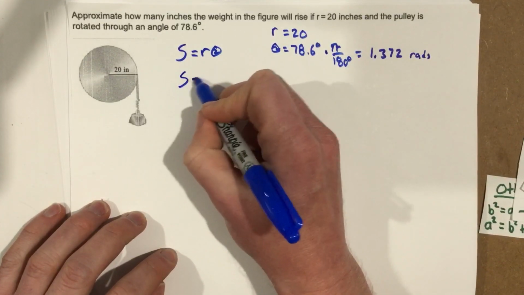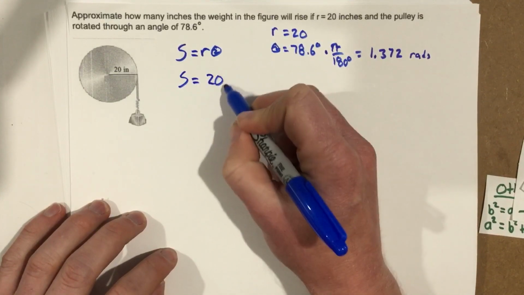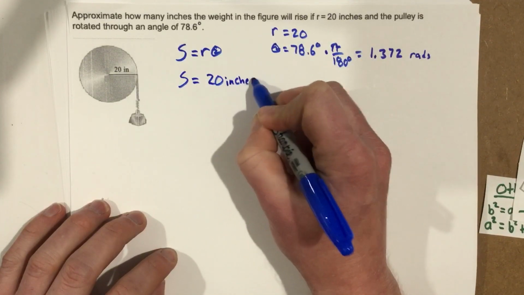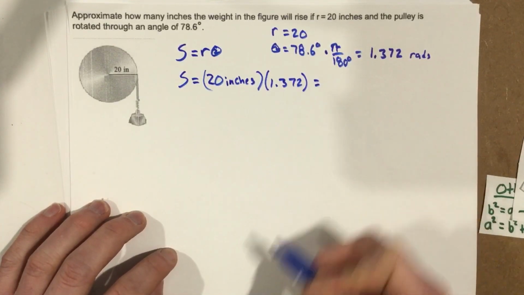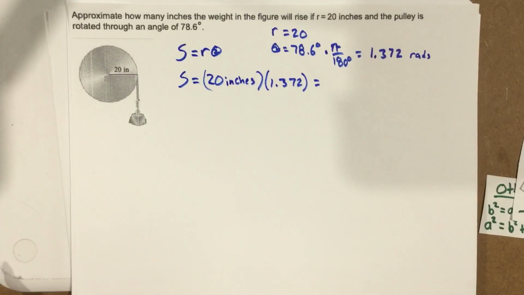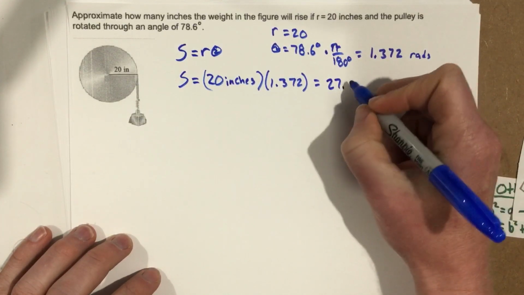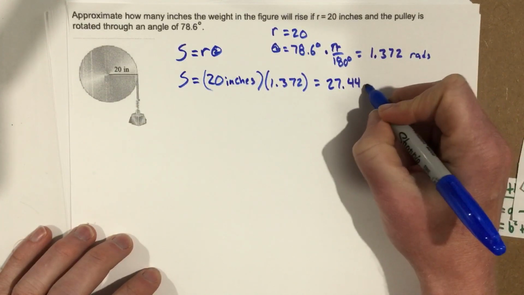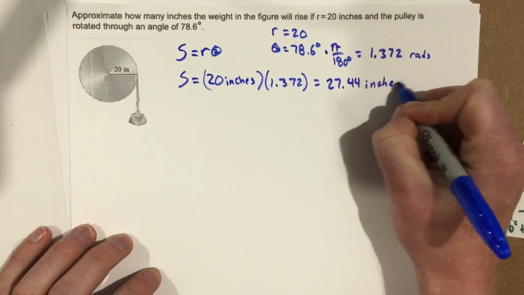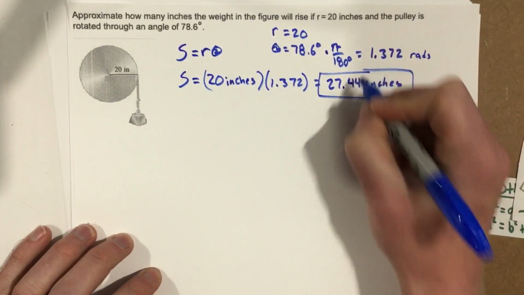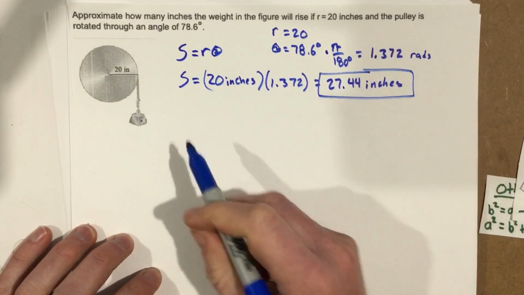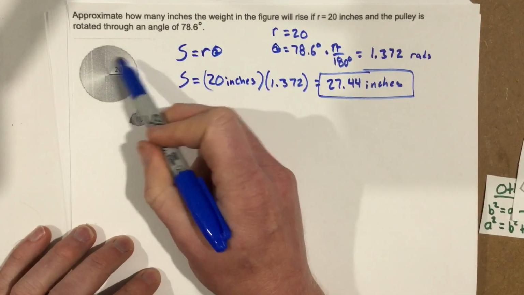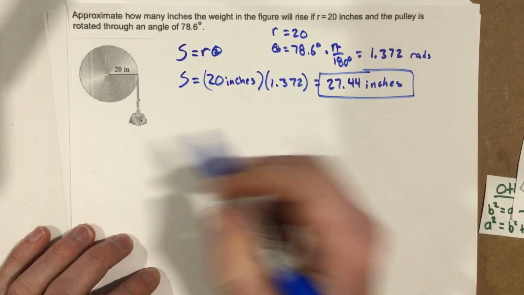So now we can put that in and we can say that our arc length is 20 inches times 1.372. Multiply those and we get 27.44 inches. So our weight is being raised 27.44 inches when the pulley is rotated 78.6 degrees. And that's the answer to this problem.